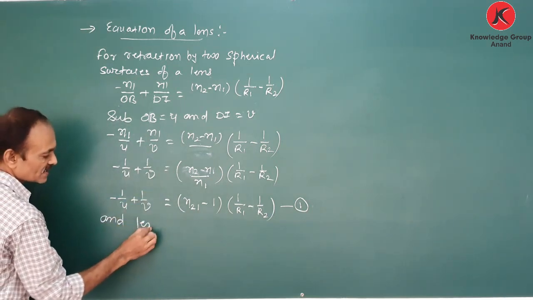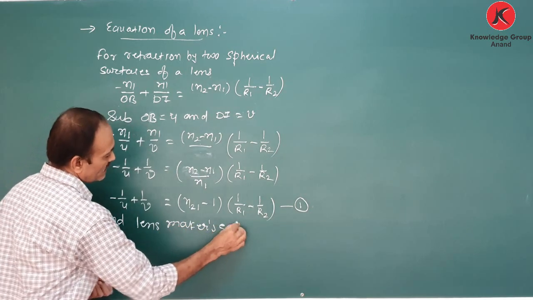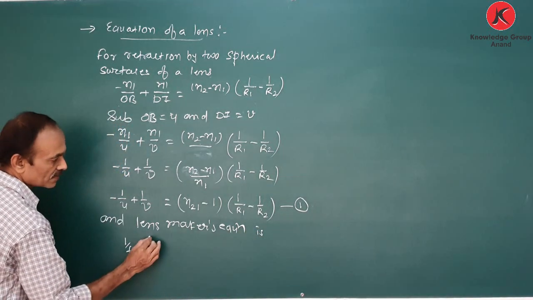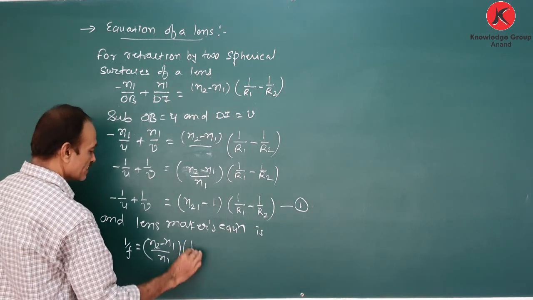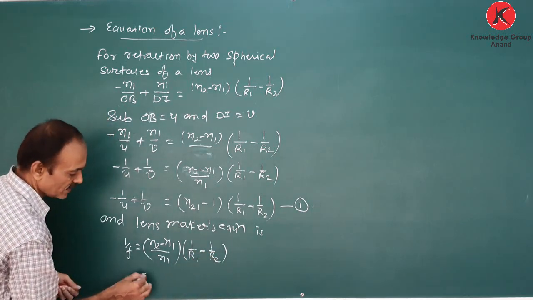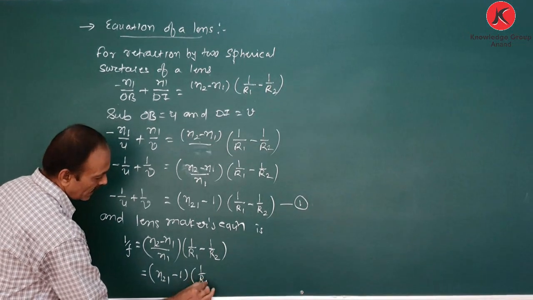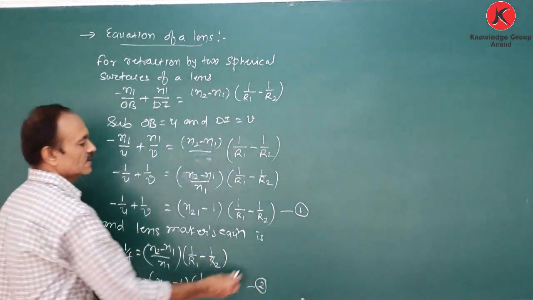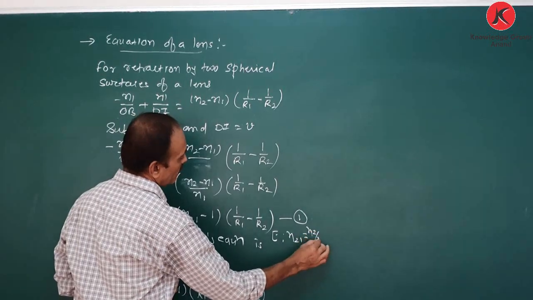And the lens maker's equation is 1 upon F is equal to (n2 minus n1 upon n1) into (1 upon R1 minus 1 upon R2). This is also written as (n21 minus 1) into (1 upon R1 minus 1 upon R2), equation 2. Here we can mention that n21 is equal to n2 upon n1.